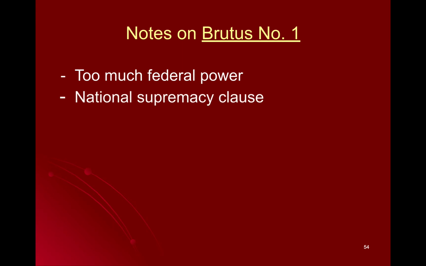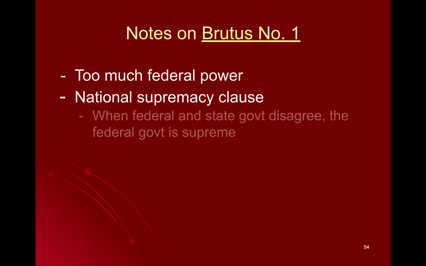The first one is called the National Supremacy Clause. The National Supremacy Clause says in general that if federal and state governments disagree, the federal government is supreme. This is not a completely true and accurate statement, and certainly the courts have mitigated differences between federal government and state government. But if a federal government passes a law and a state government passes a law, and those two laws contradict each other, in certain times, then the federal government is supreme over the states, and the state cannot pass laws that would disagree with federal laws.